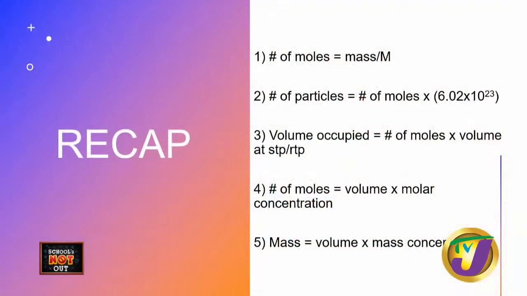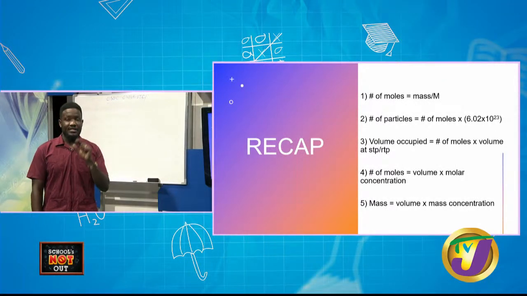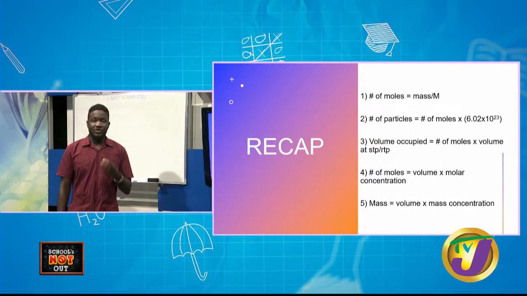Now, just a recap. Here are the 5 formulas that we looked at last week. Number of moles is equal to mass over molar mass. The number of particles is equal to the number of moles times Avogadro's constant. And remember, Avogadro's constant is 6.02 times 10 to the 23.